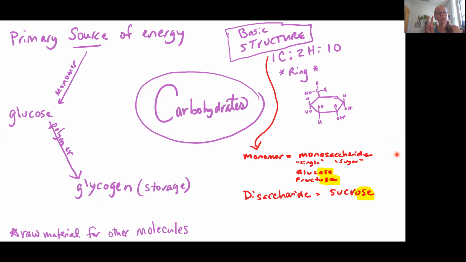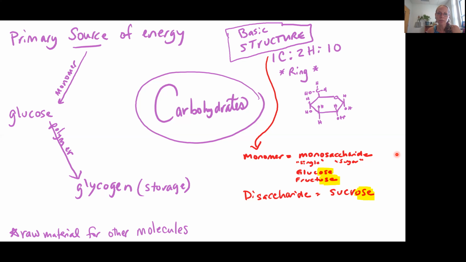If you link 2 monosaccharides together, you get what's called a disaccharide. So disaccharide, that prefix di means 2. Saccharide is, of course, sugar. So an example of a disaccharide is sucrose. Now you should start to see this pattern. That OSE ending is indicative of a carbohydrate. So what that means is, if you see OSE in the name of a molecule, then you should assume it's a carbohydrate.